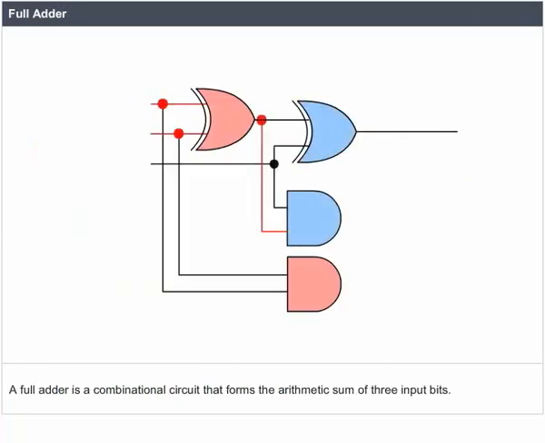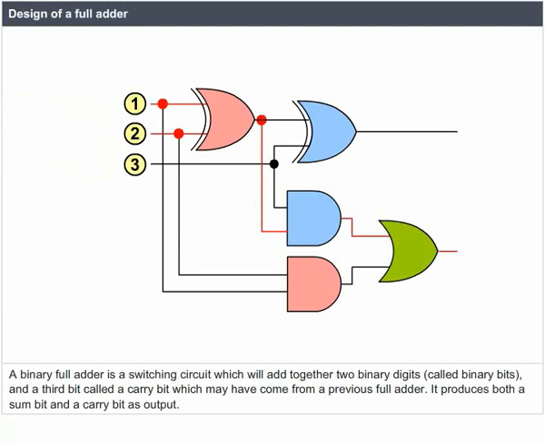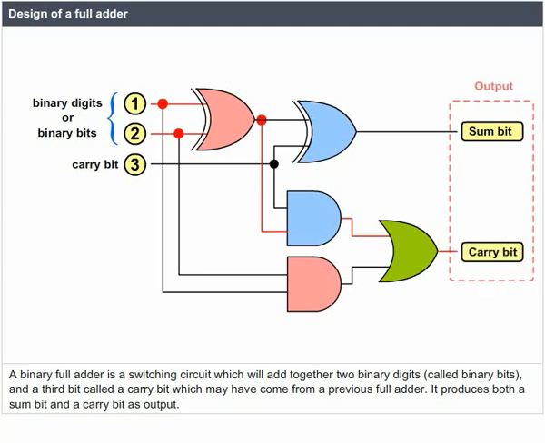Full adder. A full adder is a combinational circuit that forms the arithmetic sum of three input bits. Design of a full adder. A binary full adder is a switching circuit which will add together two binary digits, called binary bits, and a third bit called a carry bit, which may have come from a previous full adder. It produces both a sum bit and a carry bit as output.